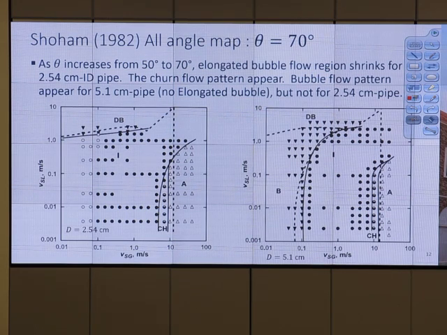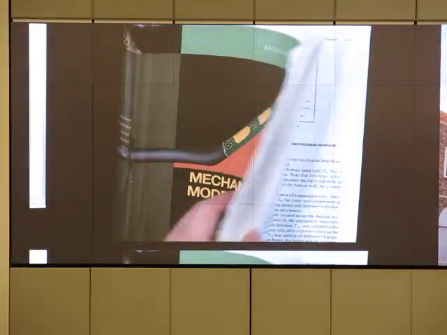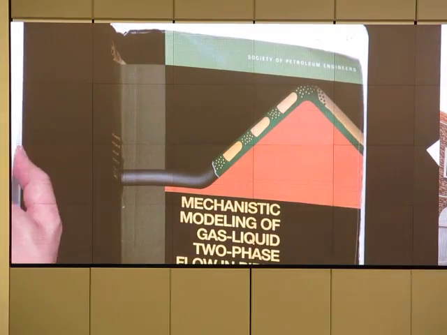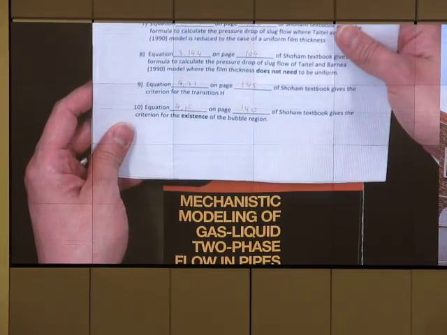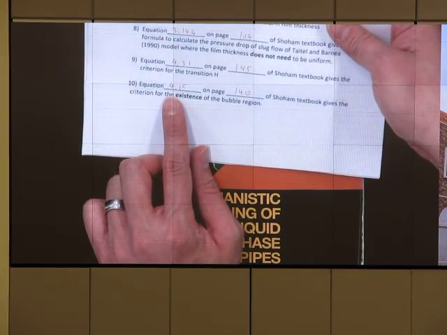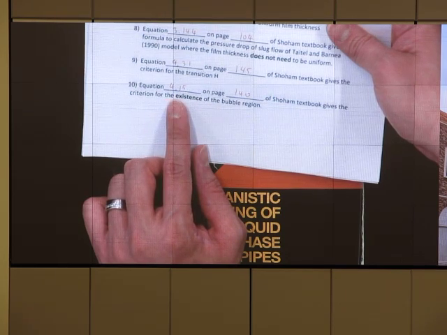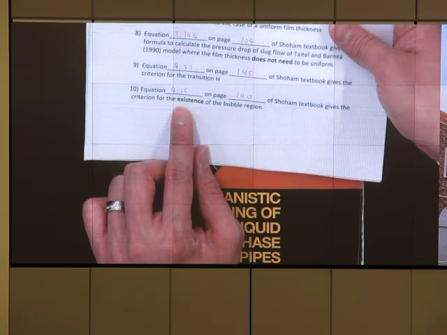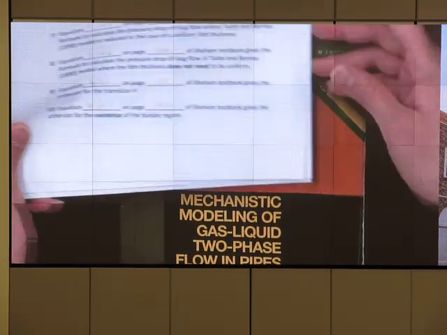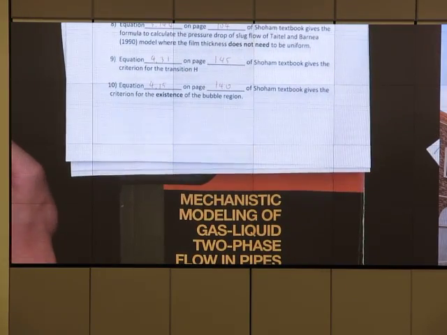Which equation tells you the existence criterion for the bubble flow region? You know that equation, right? Oh, we just talked about it, come on. We just talked about it. Transition E, 4.15. I should fail you twice when I answer it. 4.15. Tell me, Tope, how do we derive 4.15?